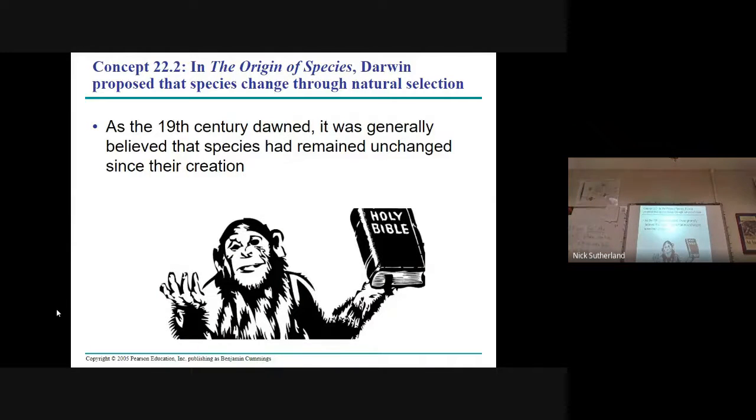And I say revolutionary and groundbreaking because at the time it was. Okay, and I always like to at least cover this or talk about it. It says, as the 19th century dawned, it was generally believed that species had remained unchanged since their creation.